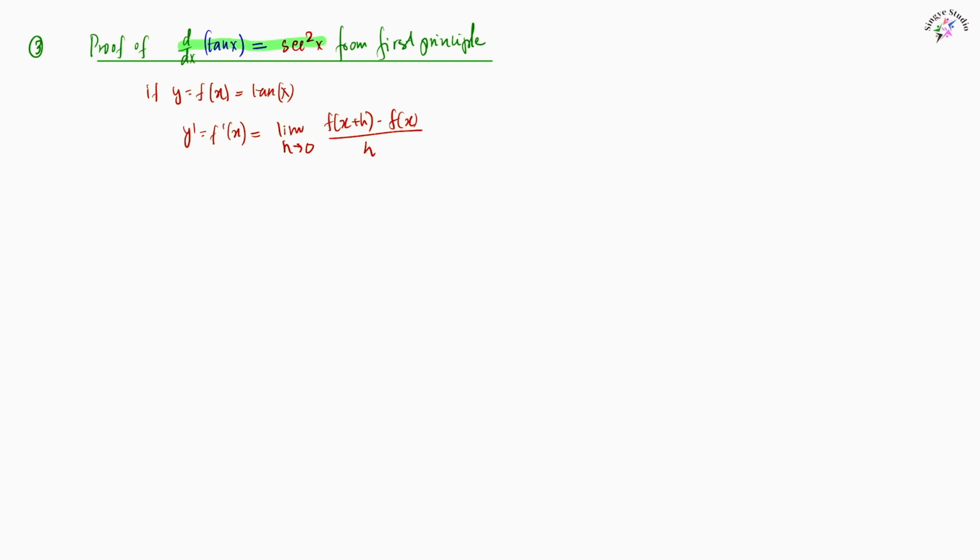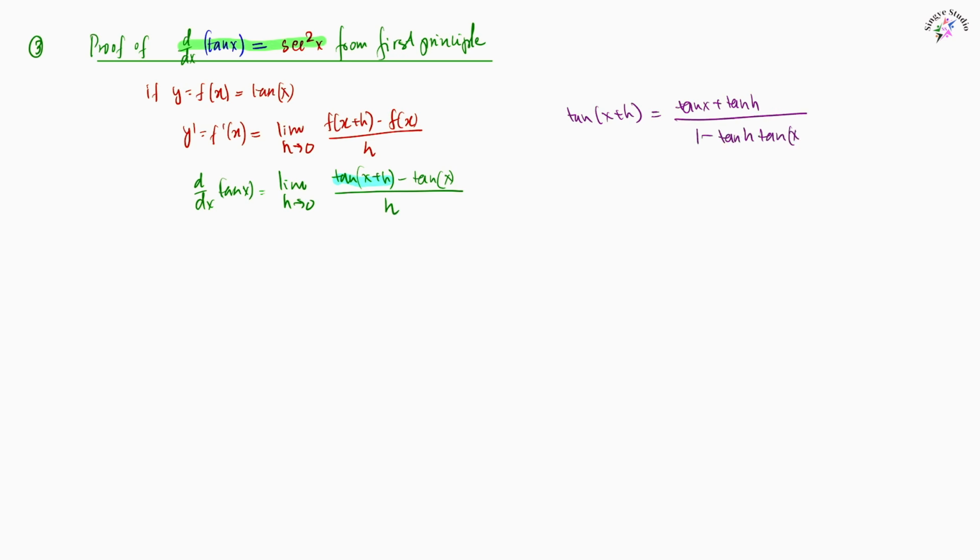And here we have that the derivative of tangent x can be written as the limit as h tends to 0 of tangent of x plus h minus tangent x, upon h, right? And from the addition angle formula, we can write tangent of x plus h as tangent x plus tangent h upon 1 minus tangent h tangent x, right?